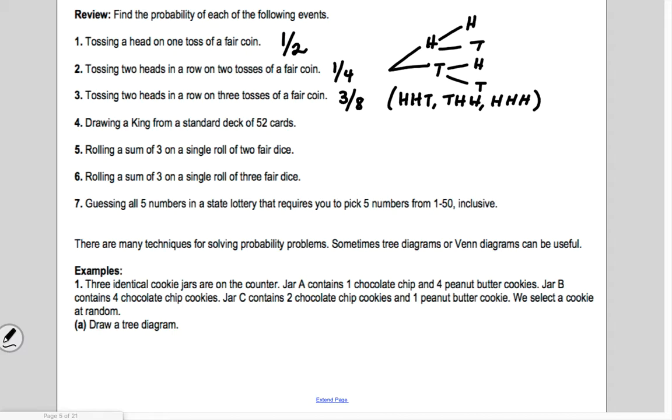Drawing a king from a standard deck of 52 cards. How many kings are there in a deck? 4. So 4 out of 52, which reduces down to 1 out of 13.